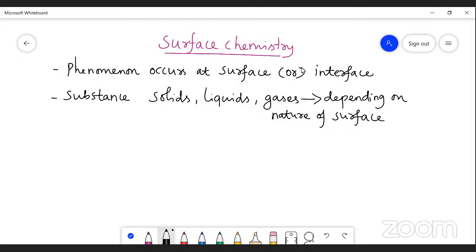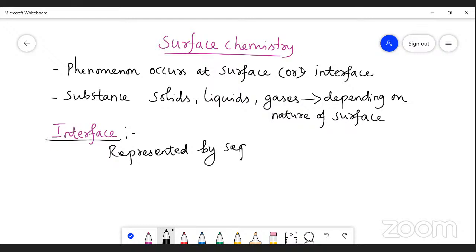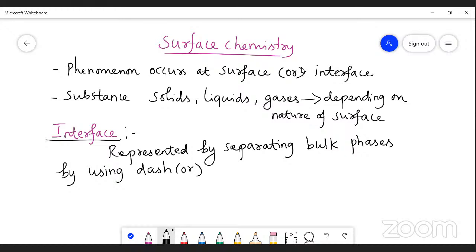Now I am going to explain what an interface is, first the terms involved. An interface is represented by separating the bulk phases, using a symbol, a dash, or we can use a slash also.